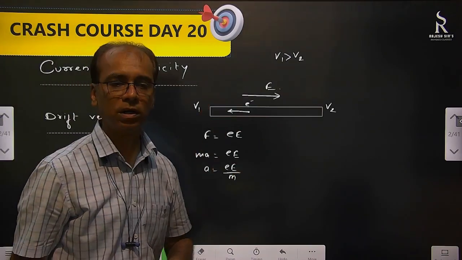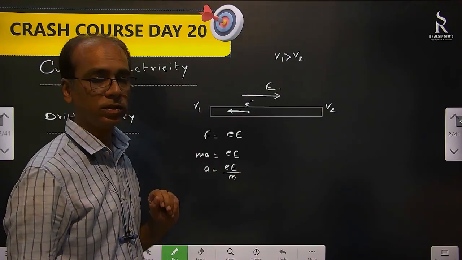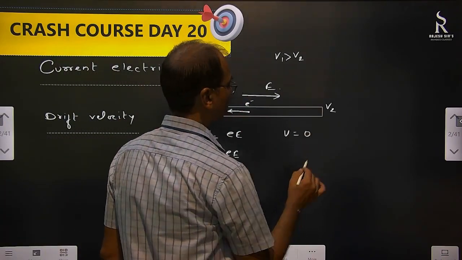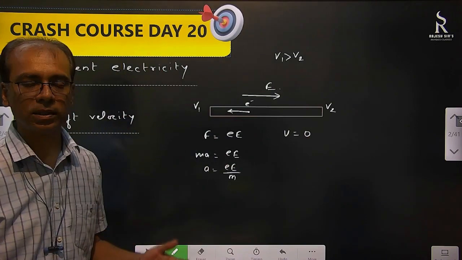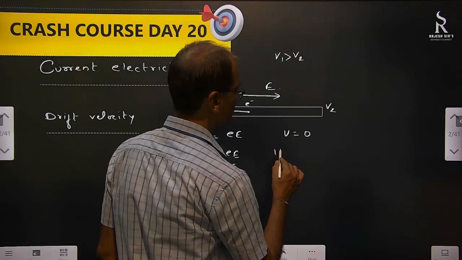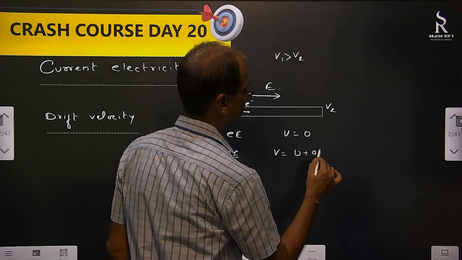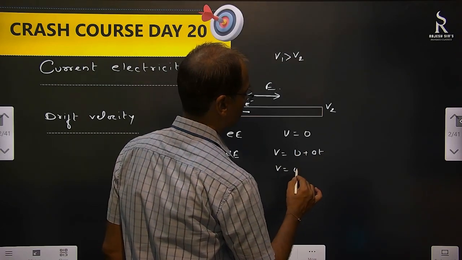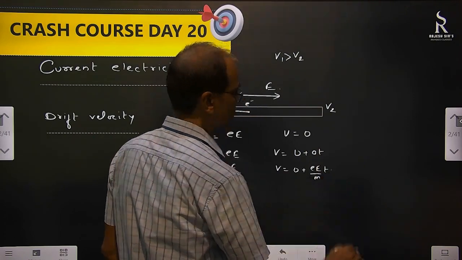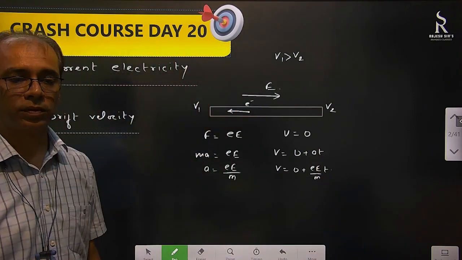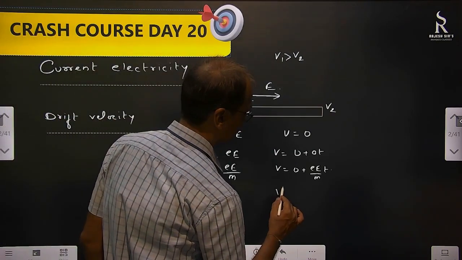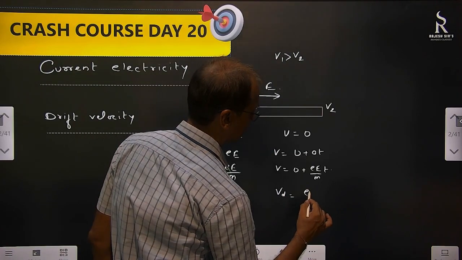Before application of electric field, what was the velocity in this direction for this electron? 0. So u is 0. Is the acceleration constant? You said yes. So equation of motion can be applied? Yes. So v equal to u plus at. So v equal to 0 plus eE by m into t. This is the velocity after time t. So this is what we are saying is drift velocity here: eEt by m.